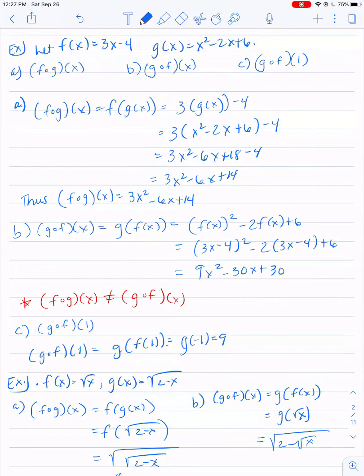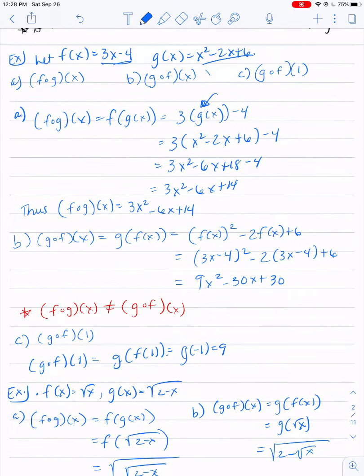So for example, we have f of x equals 3x minus 4, and then we have g of x equals x squared minus 2x plus 6. So for a, we're going to go ahead and find f composed with g of x. So we have f of g of x equals 3, and our g of x gets substituted in for our x, minus 4. So throwing in the g, we have 3 times x squared minus 2x plus 6, minus 4. We just distribute the 3 and then simplify. We get 3x squared minus 6x plus 14.